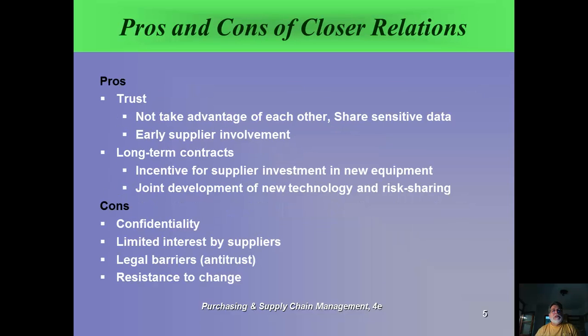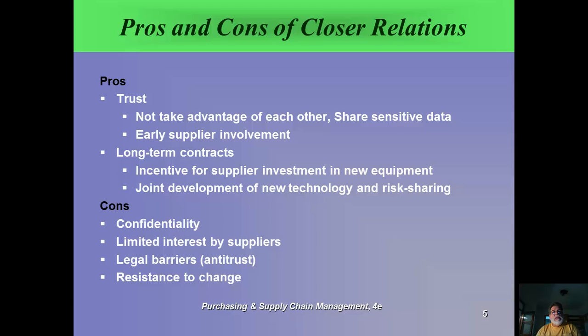Now, there are some pros and cons of closer relations. One is that the pro is that trust. Hey, we need to take advantage of each other. I mean, and it doesn't happen sometimes. And to share sensitive data, we need to be able to do this. And if we are able to do it, we have an earlier supplier involvement. The supplier brings in their understanding of their technology and what it is that they're doing, something that we don't know. We can provide them an idea of what we want, but they know how to do it.